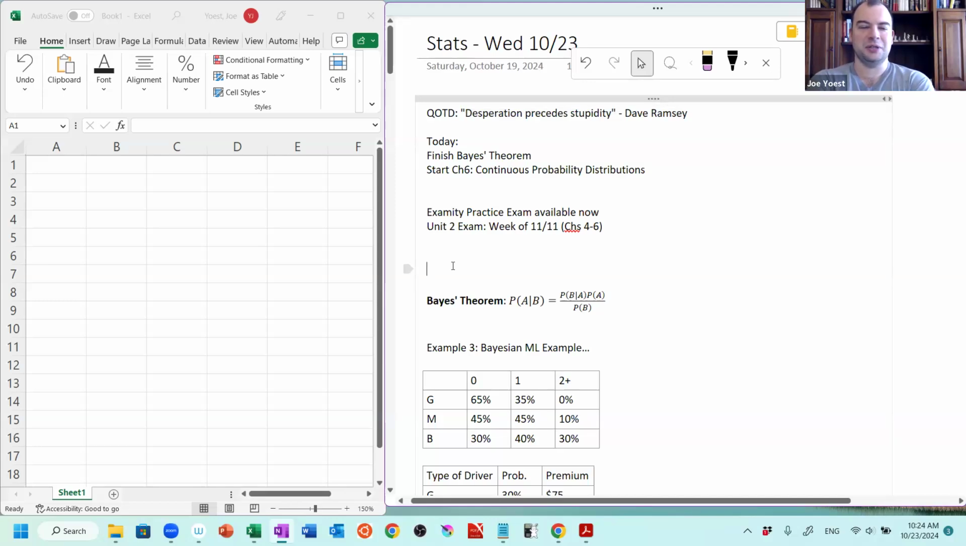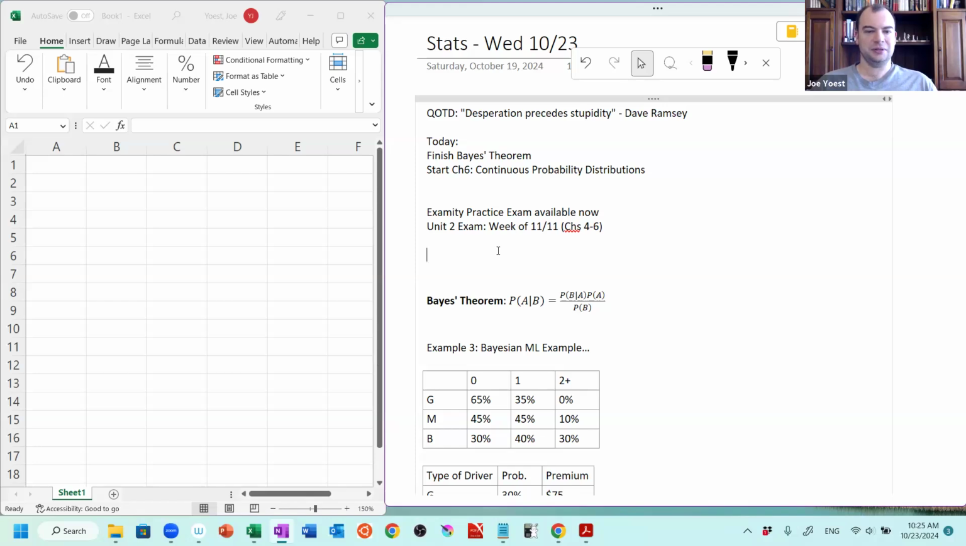Okay, and then the quote of the day by Dave Ramsey, a financial guy. One of his quotes is "Desperation precedes stupidity." If you allow yourself to be in a situation where you're very desperate, if for instance we have an exam coming up, if you keep pushing off studying for the exam or reviewing the material or whatever, and you get right up to the end, near the end of the exam window, and that's pressuring you to make worse decisions, right? It's easier to make better decisions when you're not under pressure.